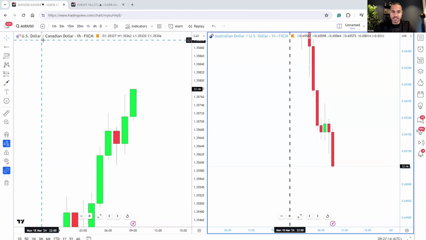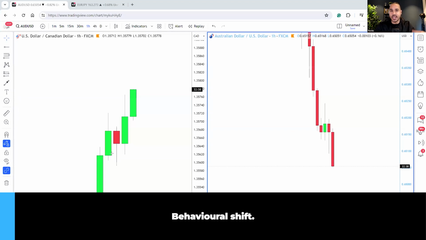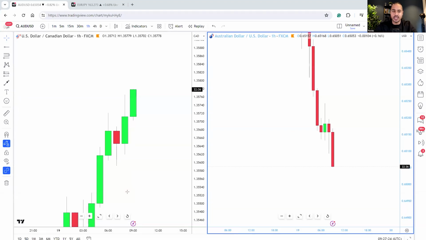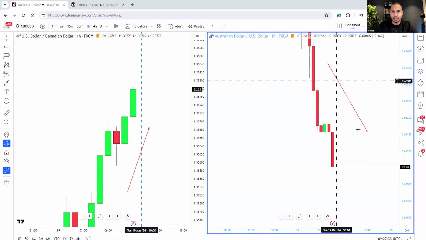We're looking at the USD CAD here, and we're looking at Aussie dollar USD. What I'm looking for here is a behavioral shift. So most people, when they're looking at behavior in the market, they'll look at the overall trend of the market. So you can see here to the left, USD CAD is pushing bullish and Aussie dollar USD is pushing bearish.